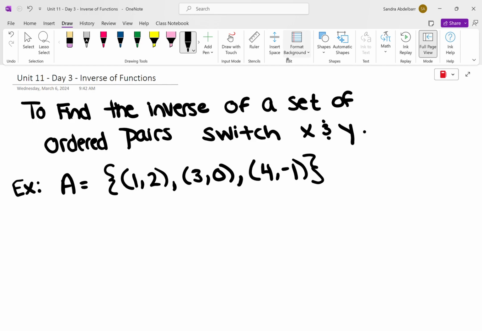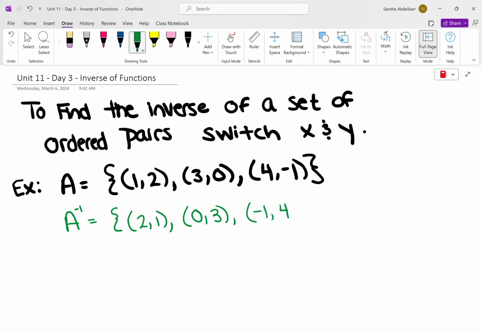Well, first, the way we write an inverse is you take the same variable for the set, so I'll take A, but now you're going to raise it to the negative first power. And then what you're going to do is switch the x and y coordinates. What do I mean? So instead of the point 1, 2, we have the point 2, 1. Instead of the point 3, 0, I now have the point 0, 3. Instead of the point 4, negative 1, I have the point negative 1, 4.